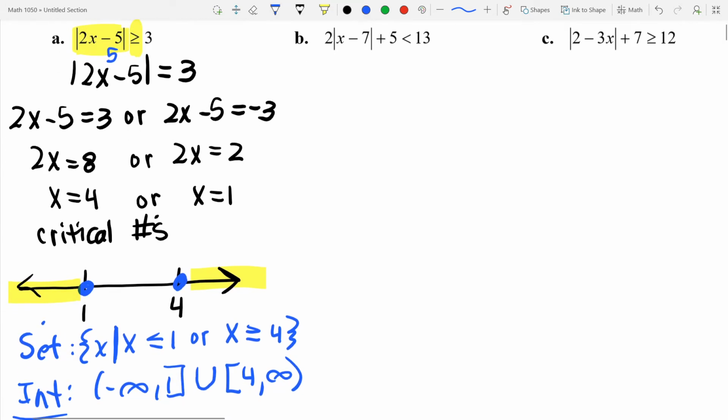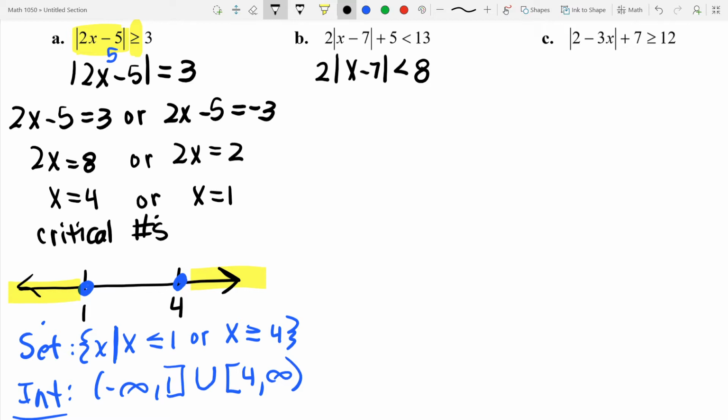Okay, let's do the next one. Question B, everybody in the room talk to me. Is my absolute value alone? No, what's the first thing I should do? Move your 5. Good. So you have 2 times the absolute value of x minus 7 is less than. Notice it's not an equal sign yet. 5 comes over, becomes a negative, and you have an 8. Is step 1 done yet?